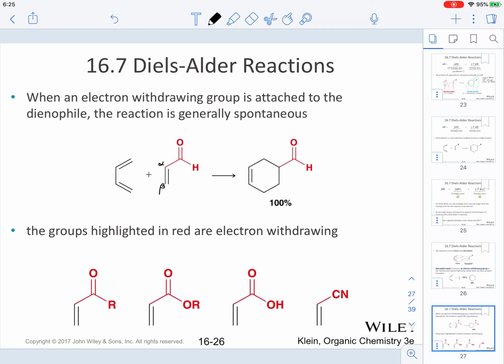So as you can see, to give you some examples of electron withdrawing groups that can be part of the dienophile, here we have a ketone. If R equals H, then that is going to be an aldehyde. So R equals alkyl in order for that to be a ketone. We can have an ester, as you can see in the second one. We can have a carboxylic acid, and we can even have a cyano group. Once those are incorporated, as you can see, the reaction happens spontaneously.